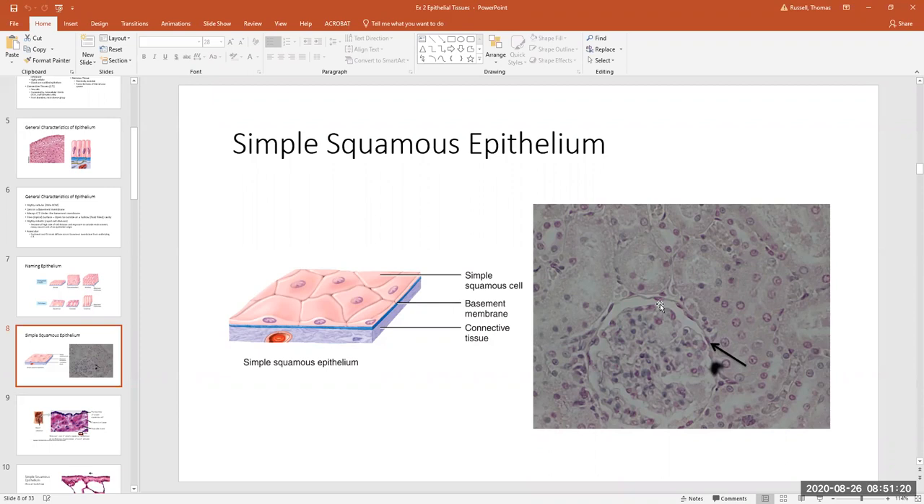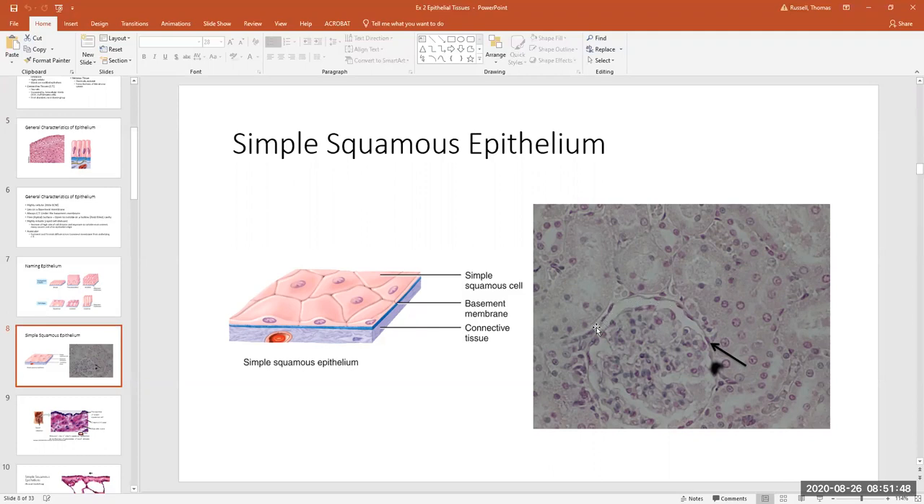Oh, I forgot to tell you this as well, although it doesn't show it too well in this little diagram. Typically, a simple squamous epithelial cell's nucleus is flattened out and elongated a little bit. And so it doesn't make a perfect circle like this cell over here. The nucleus is a perfect circle almost. Look at this nucleus. It's kind of stretched out and flat. Same thing with that one. Same thing with this one. Same thing with that one.